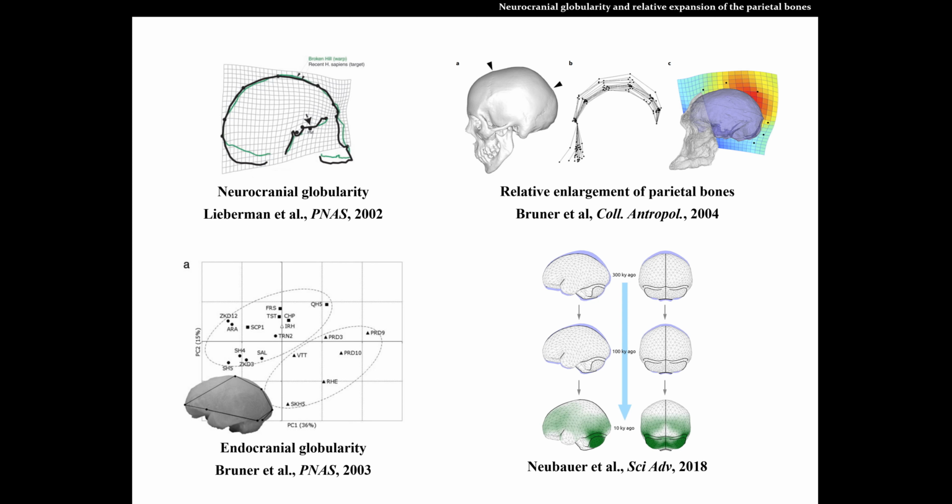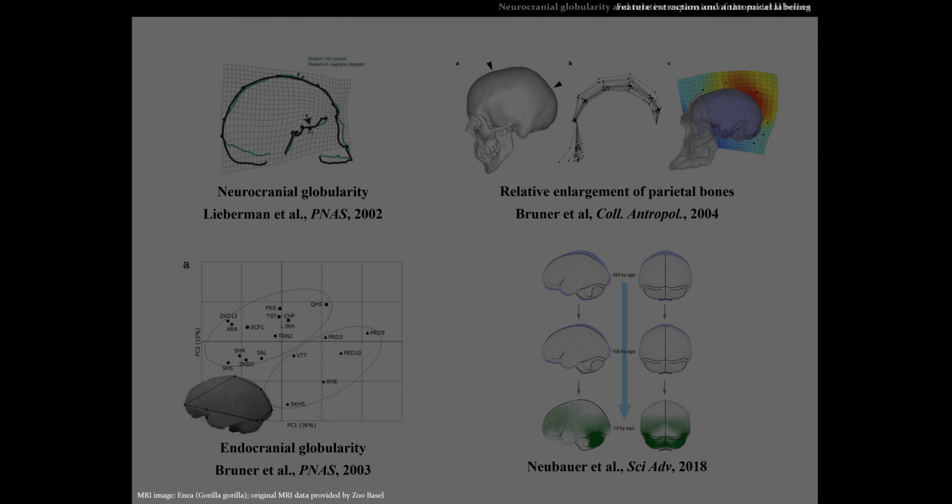What we don't really know is what to do with these facts. What does it entail to have a globular braincase or a relatively large parietal bone? For instance, can we know anything about the brain organization of the Neanderthals who also had equally large brains but less globular ones?